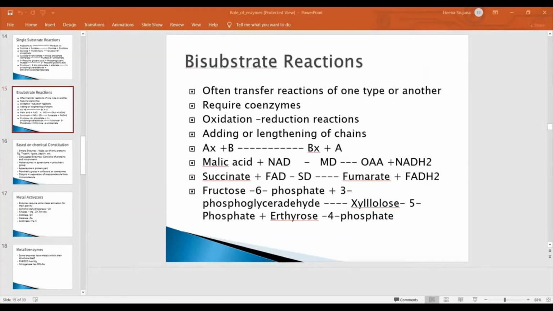The prosthetic group will be a cofactor or a coenzyme. When dialysis occurs, that is the main reason we separate the macromolecules from the micromolecules, and this is the process where you use the chemical constitution of the enzyme.